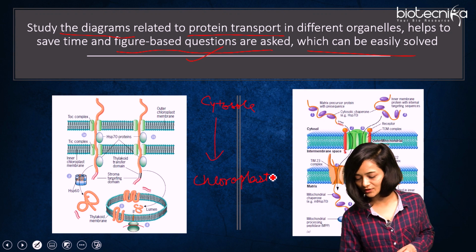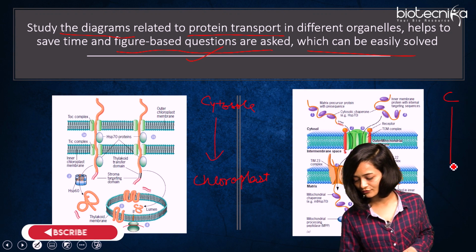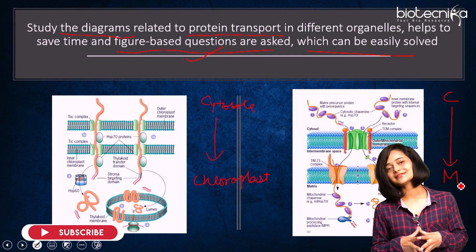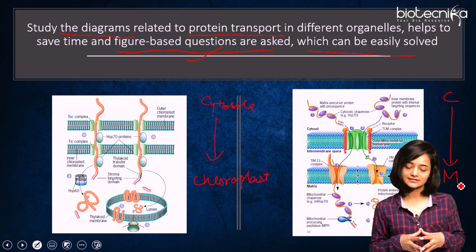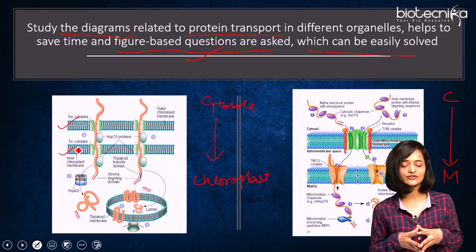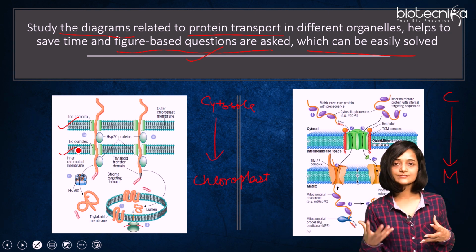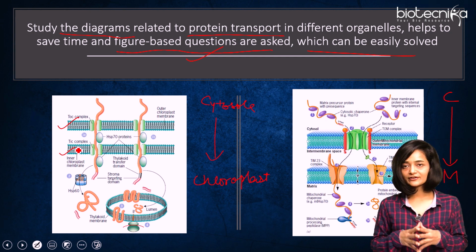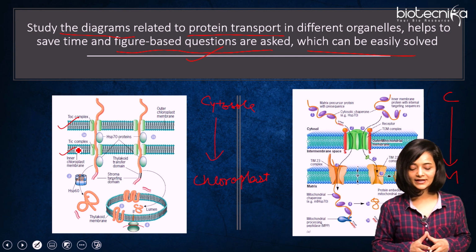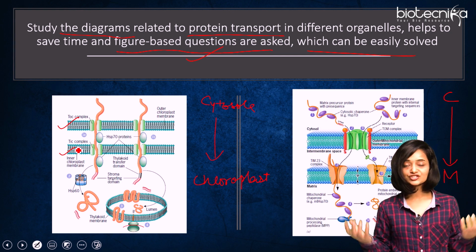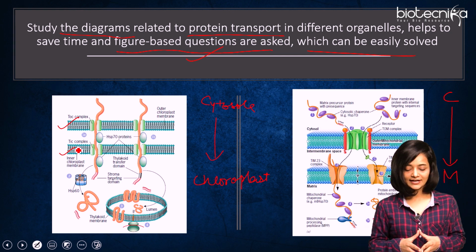And here the protein is being transported from cytosol to mitochondria. As we know, both chloroplast and mitochondria consist of two membranes, the outer membrane and the inner membrane. What are the different types of complexes or transporters that are involved in both of these organelles? For chloroplast, there would be the TOC complex and the TIC complex. What are the different types of chaperones that are involved?